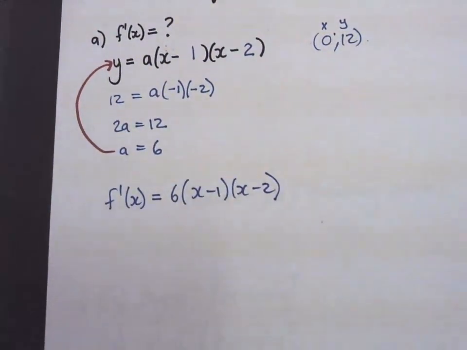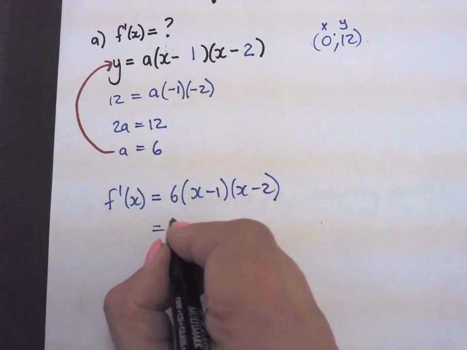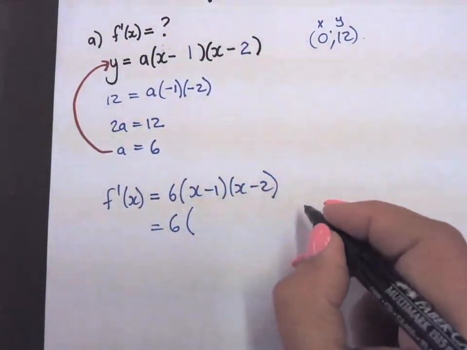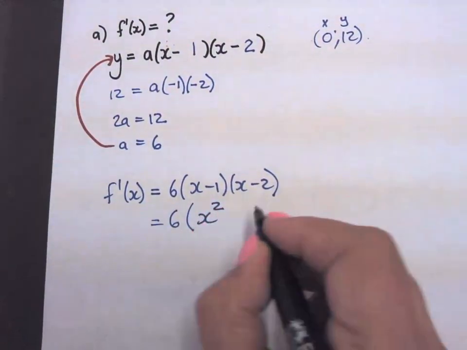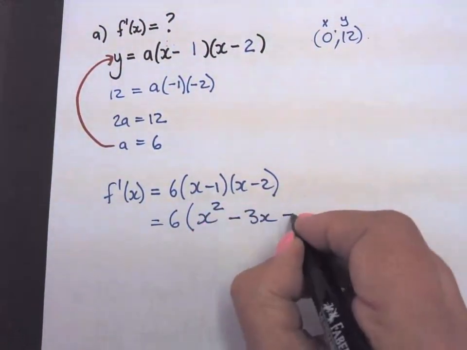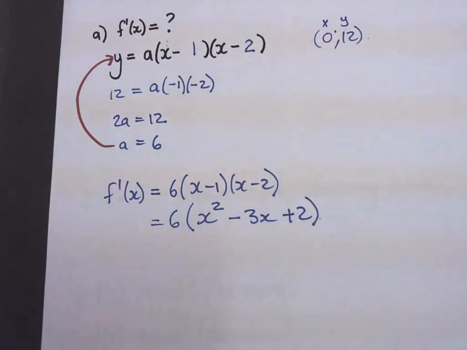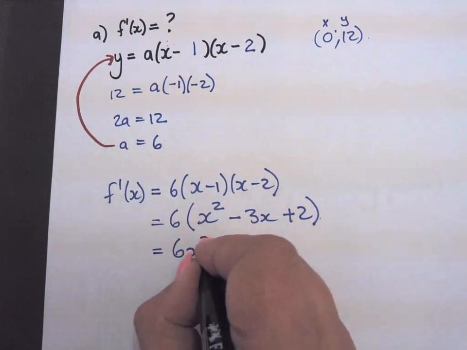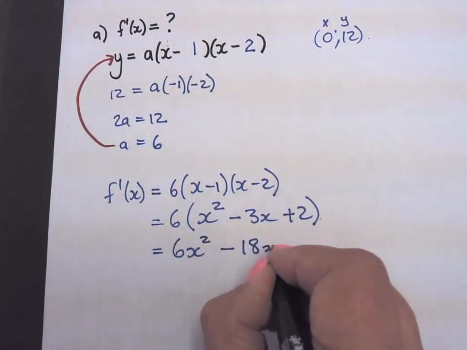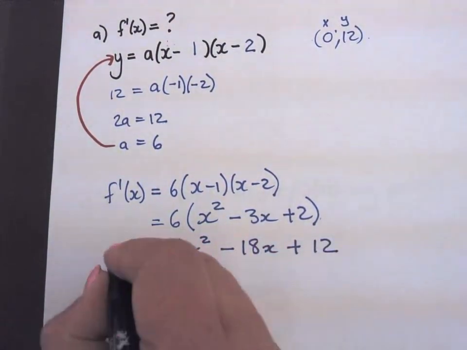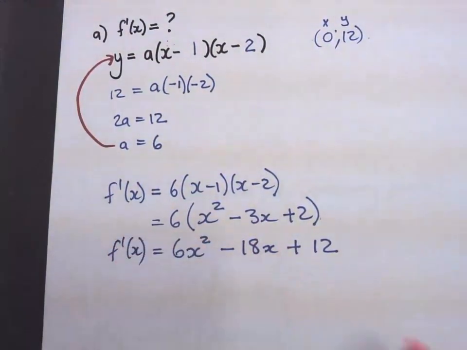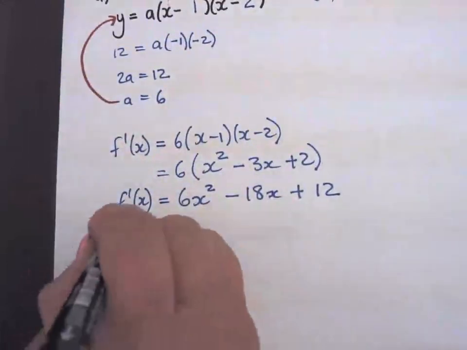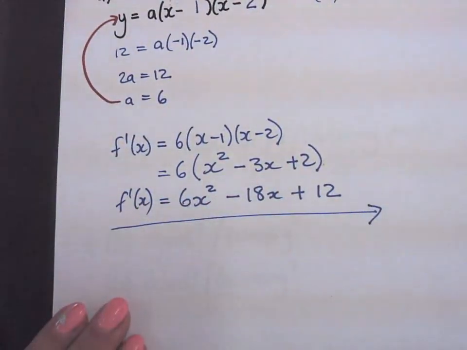Everybody with me so far? Yes. Right. The 6 I'm going to keep a little bit at the outside. Multiply these two brackets, then you get x squared minus 3x plus 2. Now multiply the 6 into the bracket, then you get 6x squared minus 18x plus 12. And that is what they asked. They wanted the first derivative's equation. Any questions so far?